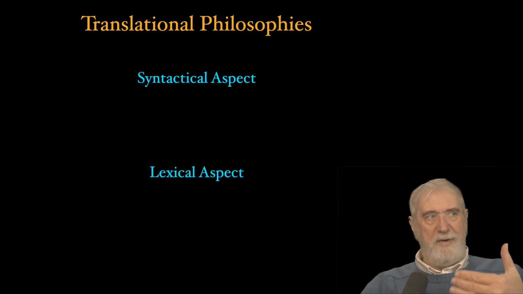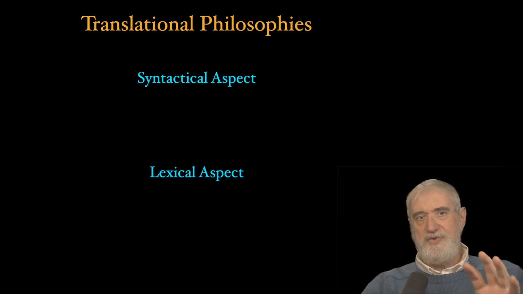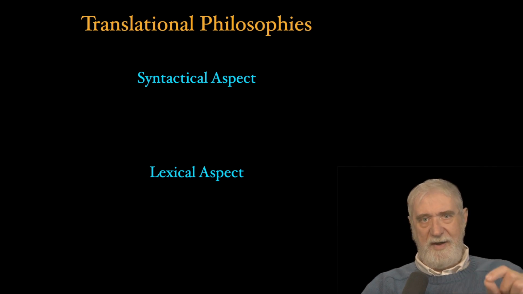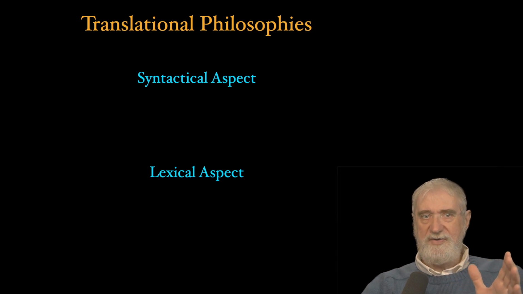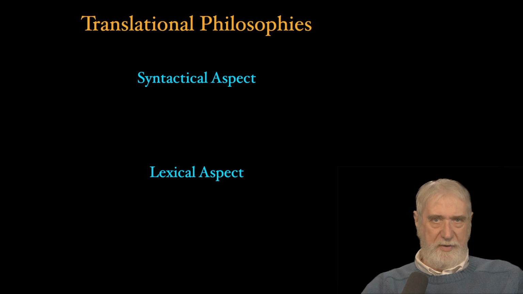One is what we might think of as the syntactical aspect. It's the way that the translator renders the grammar and syntax of the source language. The other concern is what we might think of as the lexical aspect. How does the translator approach the task of picking a word in the target language that reflects the source language? So let's deal with the syntactical aspect first.